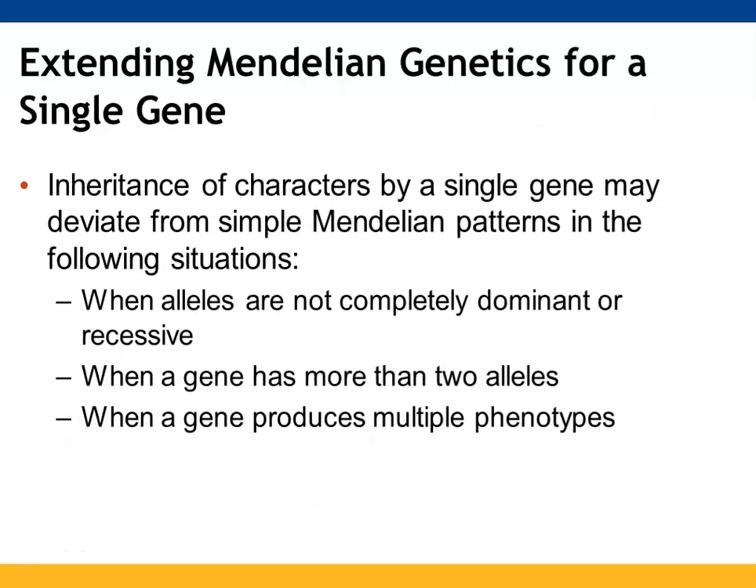So if we extend Mendelian genetics just looking at a single gene, we're just going to focus on that right now. Sometimes we have situations where we have alleles that aren't completely dominant or recessive. Sometimes we have genes that don't just generate two alleles, they could generate more than two. And sometimes we have genes that end up showing multiple phenotypes.